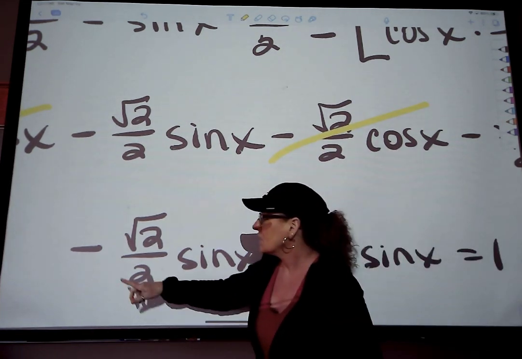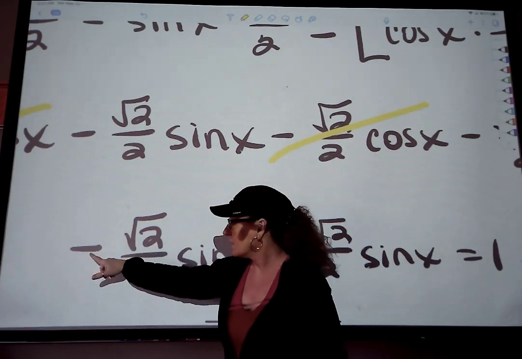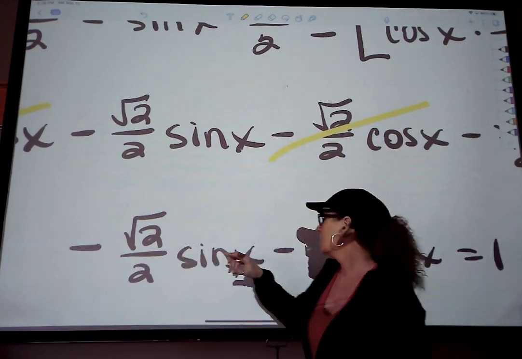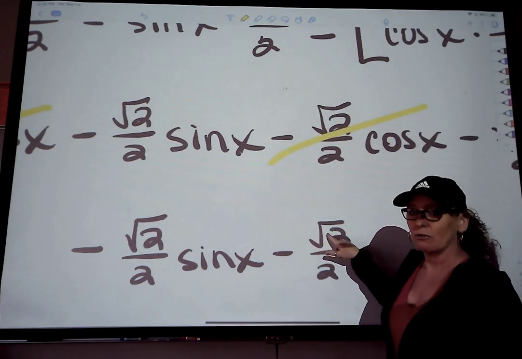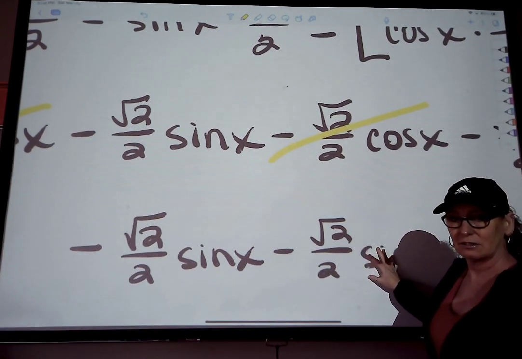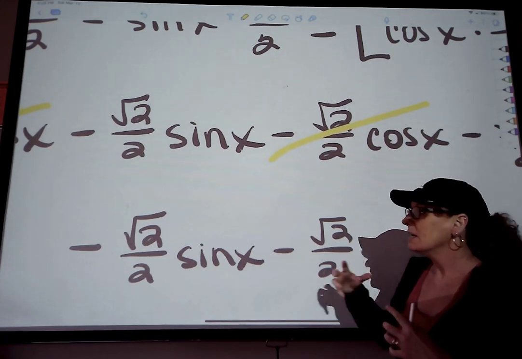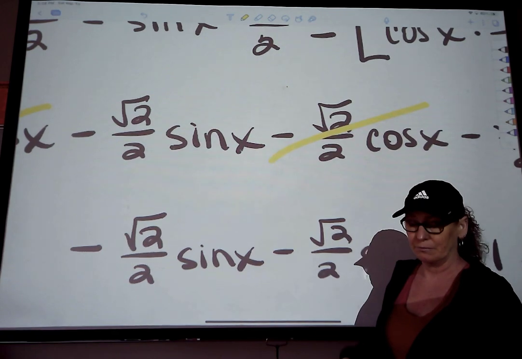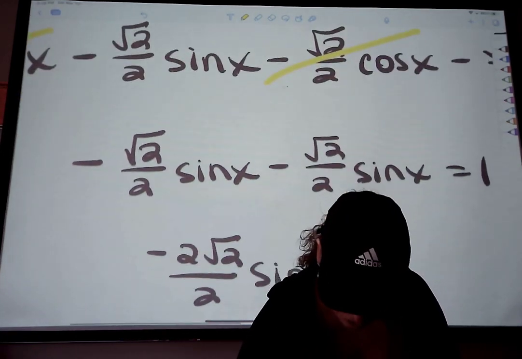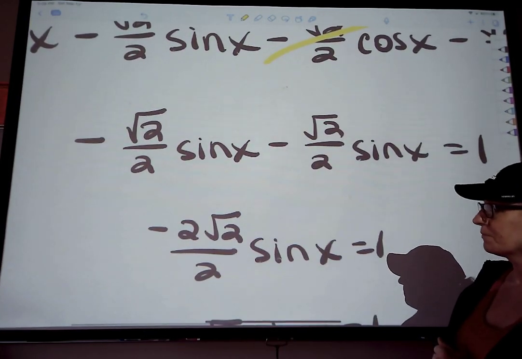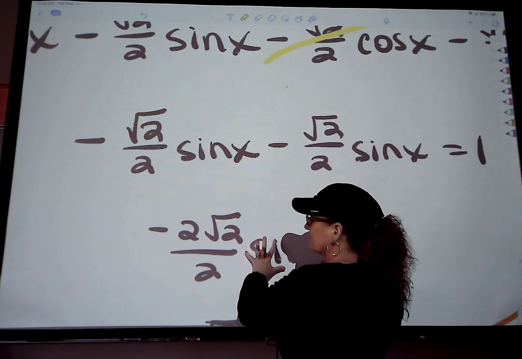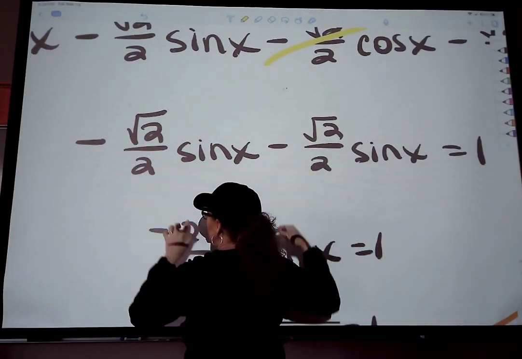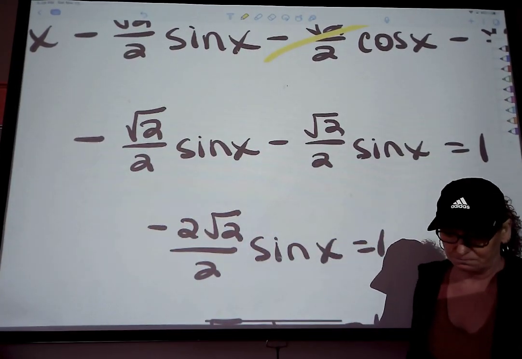Now, listen, ready? Negative 1 radical 2 over 2 sine x minus another radical 2 over 2 sine x. Combine those. We get negative 2 of those over 2. Since they both had a sine x, they both had a radical 2, and an over 2, they had a common denominator, so I basically combined these and I got this. These cancel.